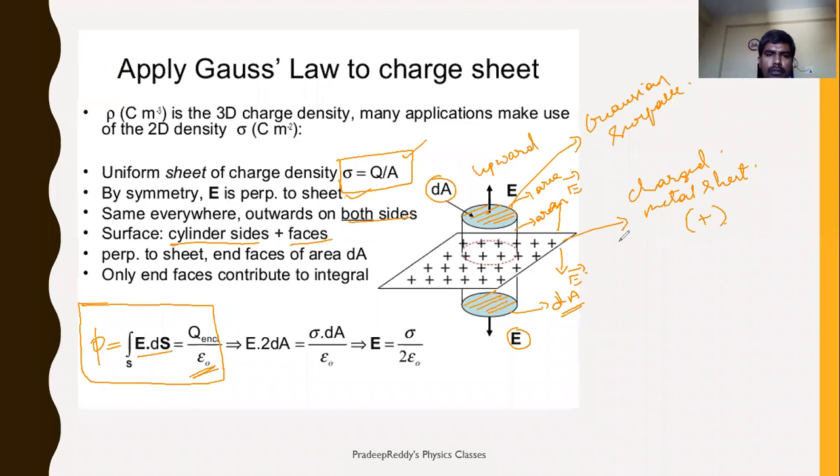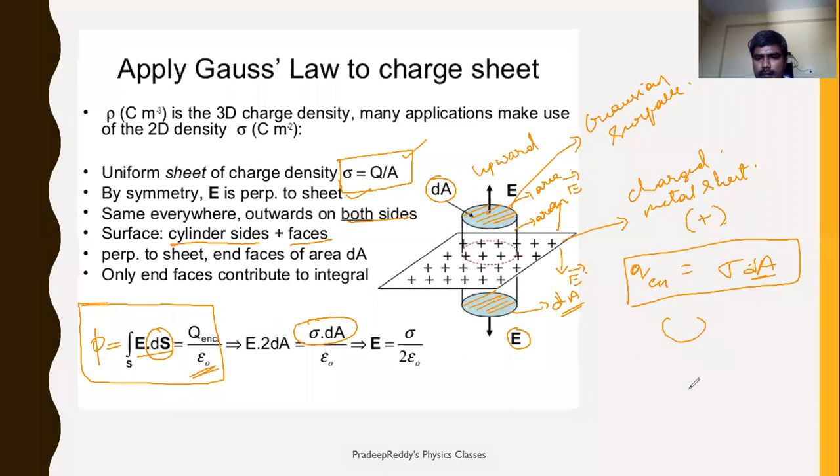Now how do you write Q enclosed? Q enclosed is equal to sigma into surface area of the total sheet. So Q enclosed, I can replace it with sigma into dA. That is what I am doing here. Okay, sigma dA. Now coming to this ds, ds is the area vector, right? So if it is area vector, see, check it up, this is the Gaussian surface, right? For this curved surface, area vector is in this direction, right?